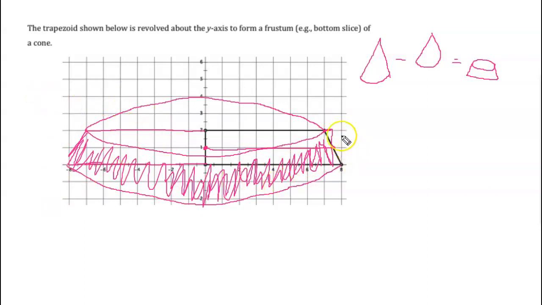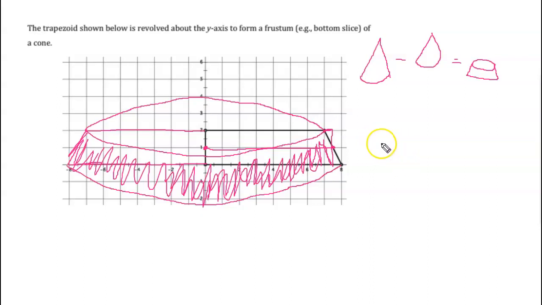But the volume that is created is the same. That volume is distributed differently. It's got a different shape to it, but it is the same volume. And so what we can do to help us find the volume of a frustum, instead of trying to figure out what that whole cone is and chop the top off of it, is come up with a formula for a frustum.